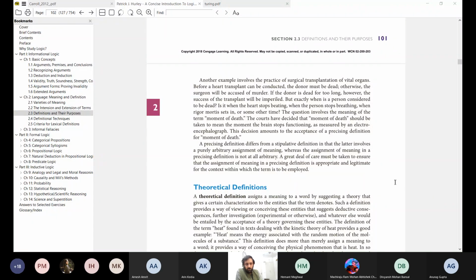Hemant, you wanted to say something? I saw you unmuted yourself. No, sir. Okay. What about the reverse kind of context? Is there a context where we would prefer this definition to the second one?